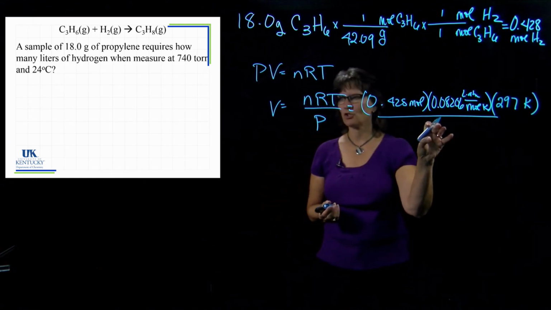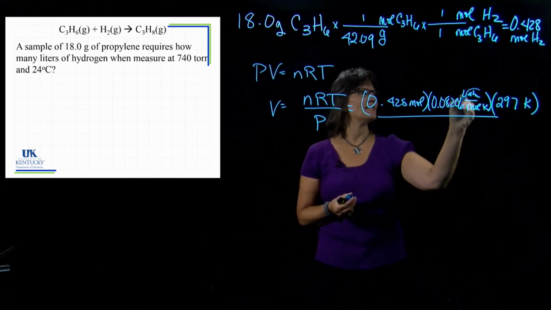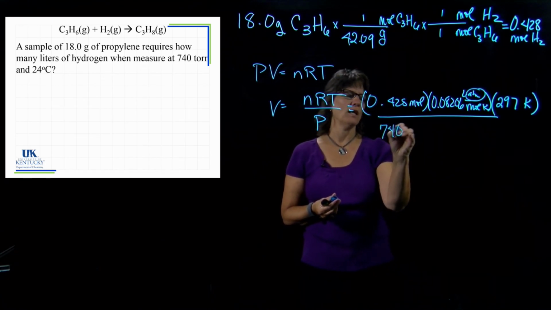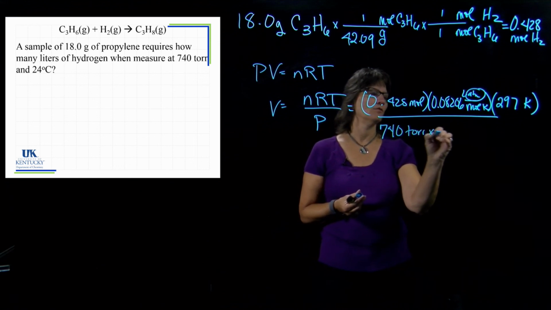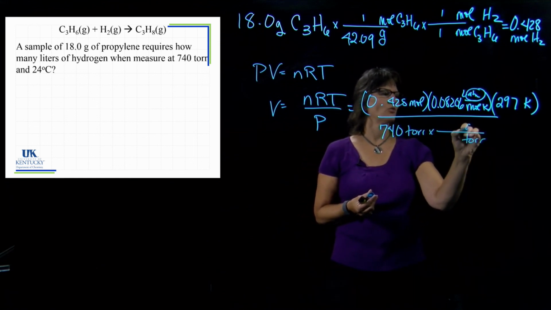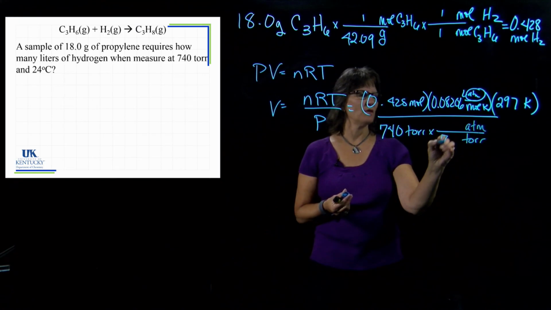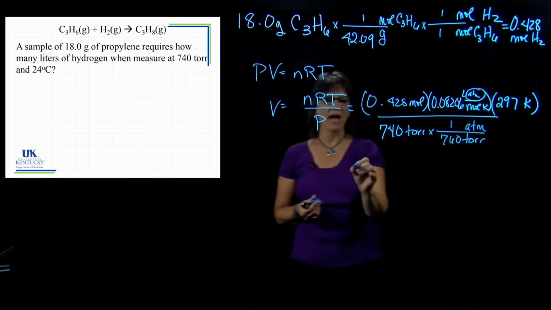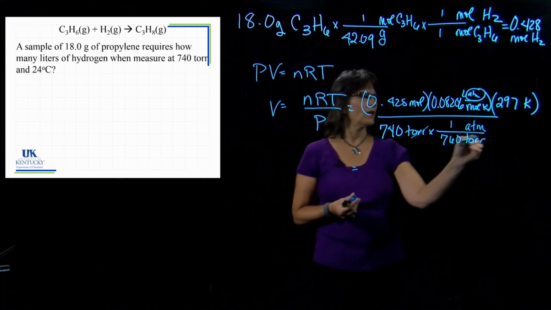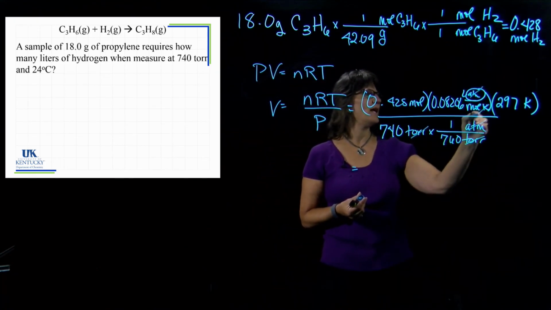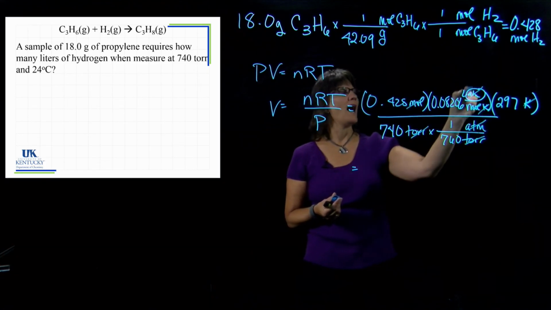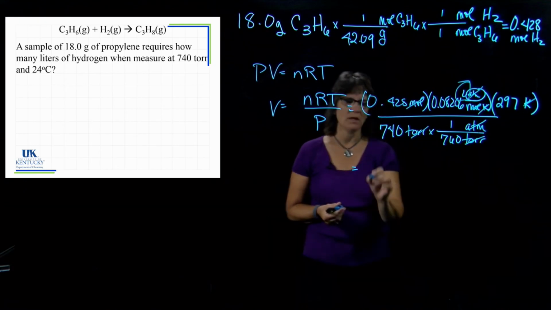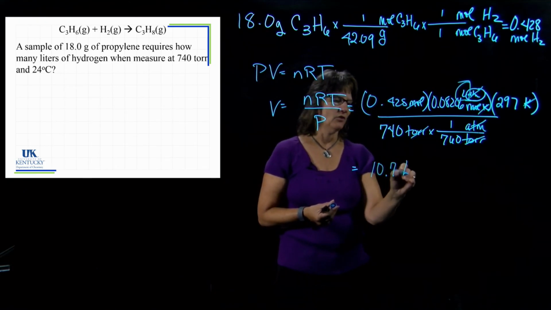I can't put pressure in torr here, because this has atmospheres. I know I need atmospheres. So I do 740 torr, and I'm just going to put the converter of torr to atmospheres right here in the denominator. There are 760 torr in an atmosphere. Now that gives me all the values that I needed. The units are going to cancel along the way, Kelvin, Kelvin, mole, and mole. I will be left with the liters that I'm looking for here, and the value for this would be the 10.7 liters that we have.